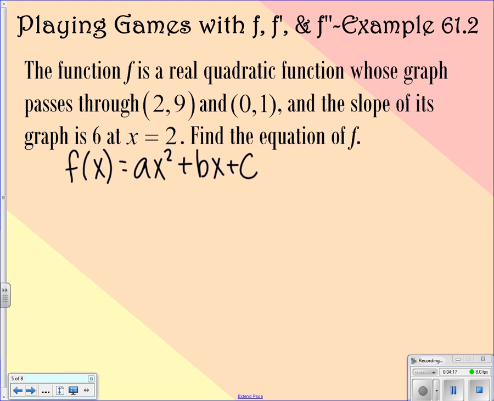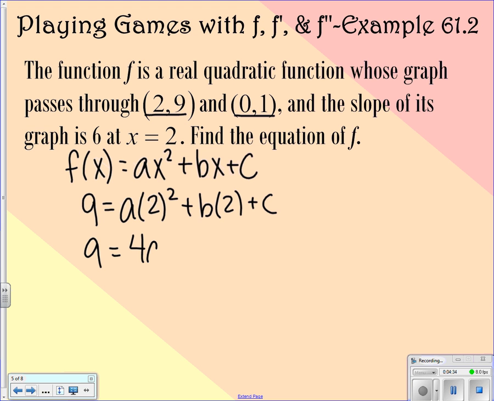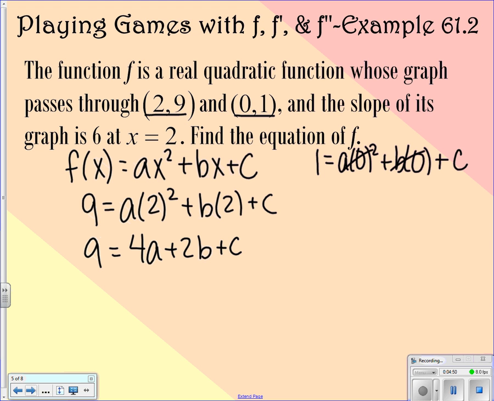And they tell us it goes through this point and this point. So when our function equals 9, our x value is a 2. And we can go ahead and simplify that and get 9 equals 4a plus 2b plus c. And then they also tell us when our function equals 1, we have plugged in a 0. So a 0 squared plus b times 0 plus c. Those two terms go away, and so our c value is a 1. So we found one of our 3 variables.